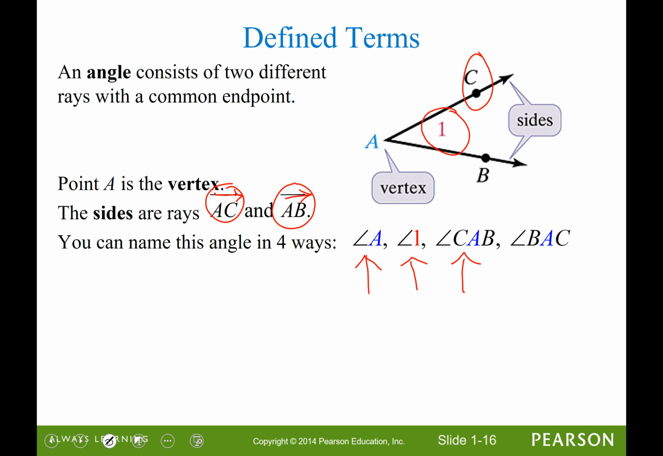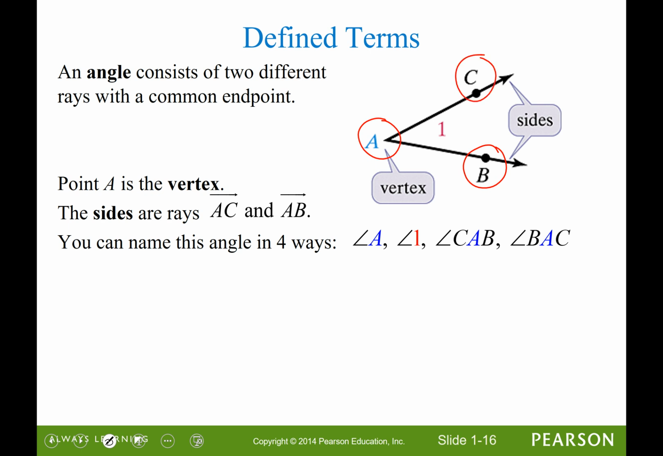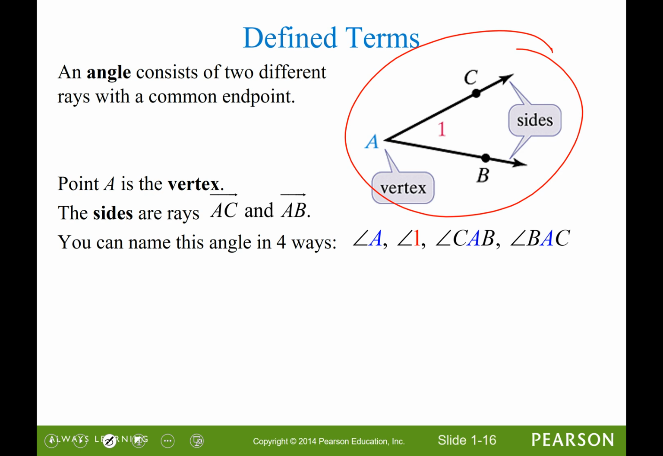You can name the angle using 3 letters: 1 letter on one of the rays, followed by the vertex, followed by a letter on one of the other rays. And this 4th way is in the same fashion, just goes in the other order. It goes from a letter on one of the rays, followed by the vertex, followed by a letter on the other ray. So we have enough labels on this particular figure to name this angle in 4 different ways.